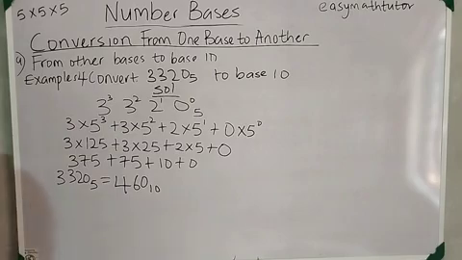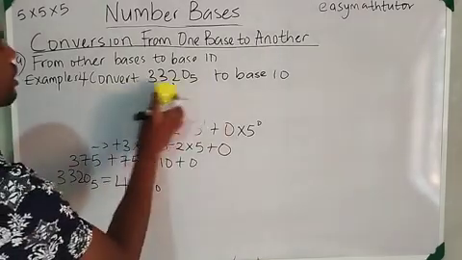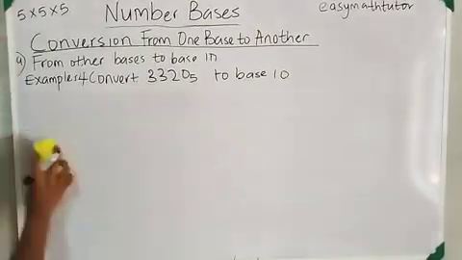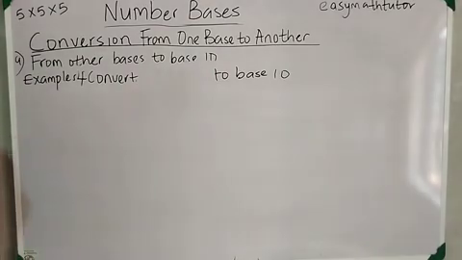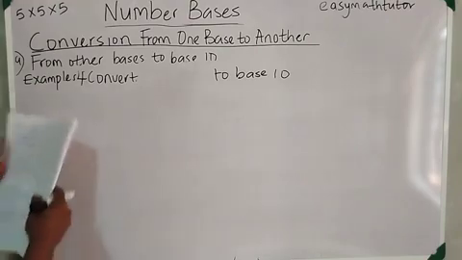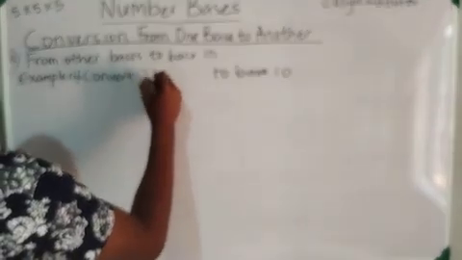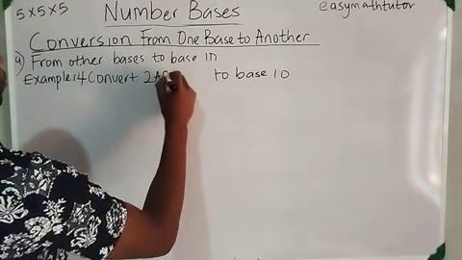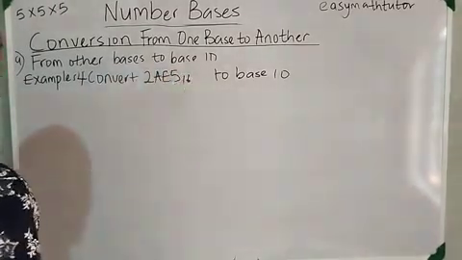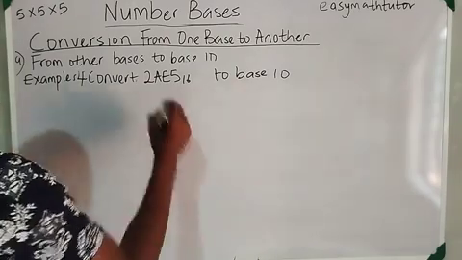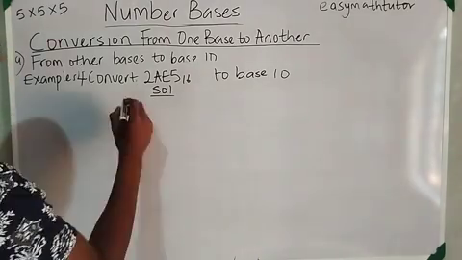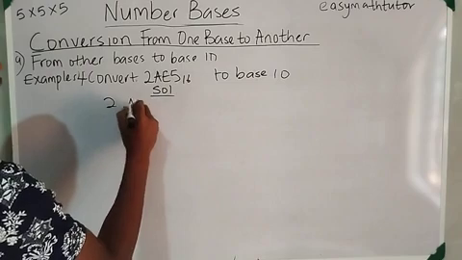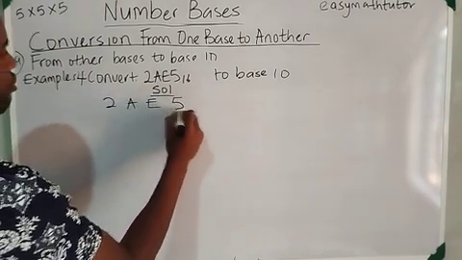Now let us solve one more example, converting a base 16 to base 10. So if the number you are asked to convert is base 16, what are you going to do? Here is the question. Convert 2AE5 in base 16 to base 10. The first step we want to take is to write all the numbers down. So we have 2AE5 in base 16.